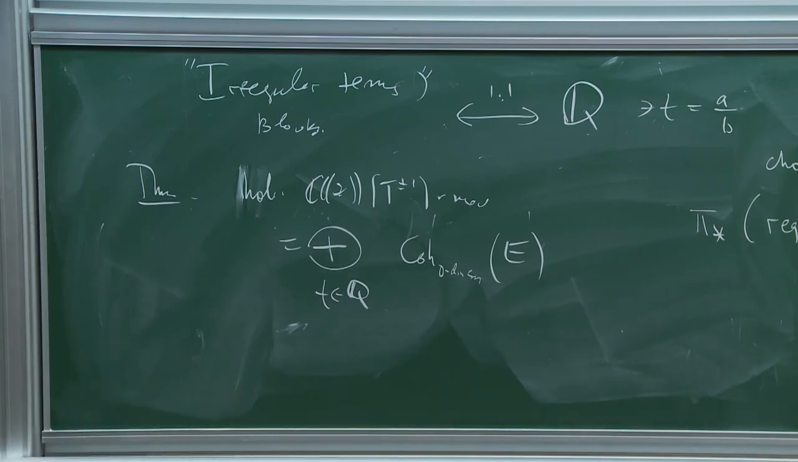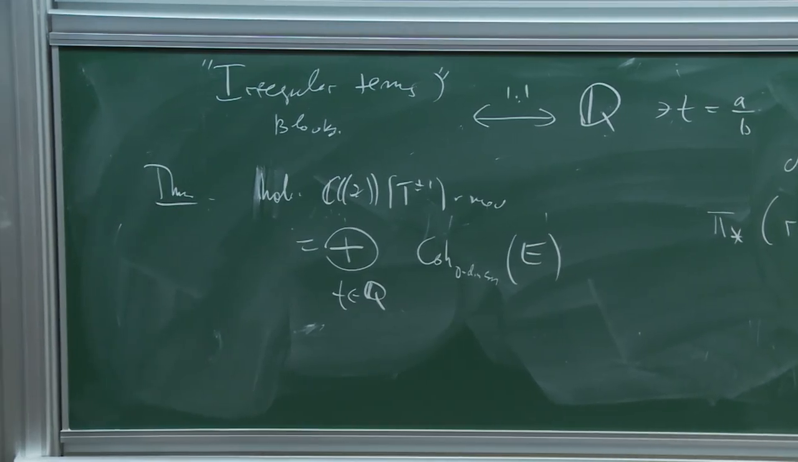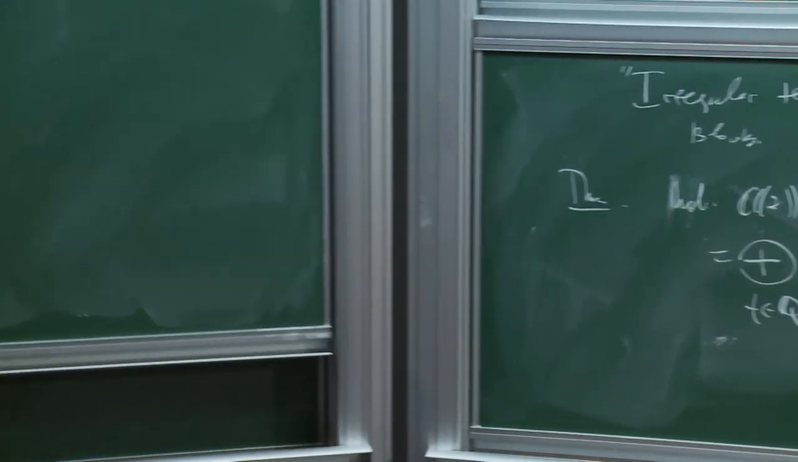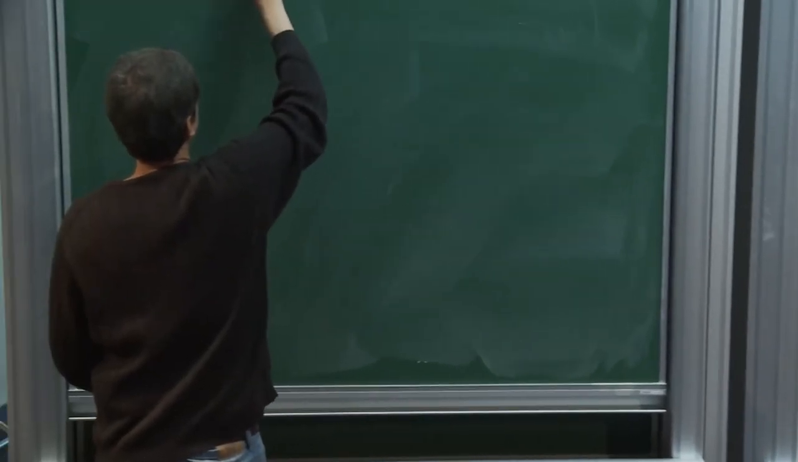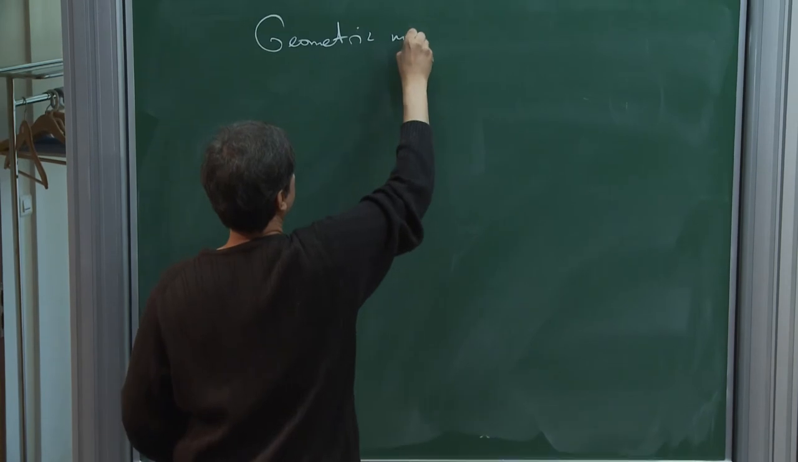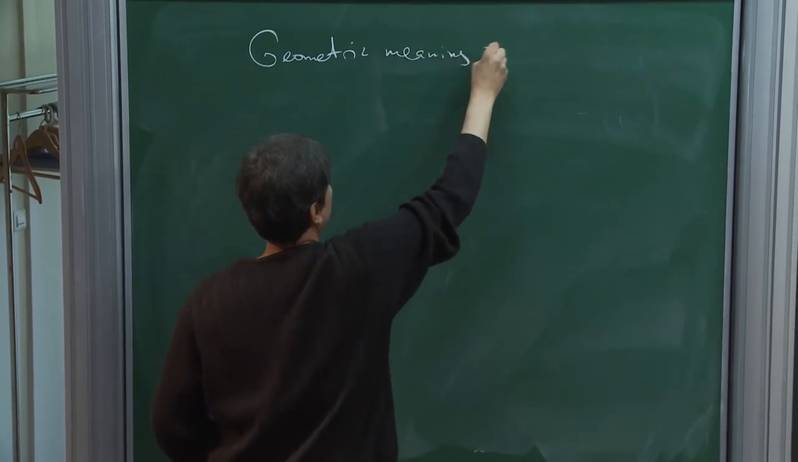What is the geometry of the set of irregular terms? Why rational numbers?